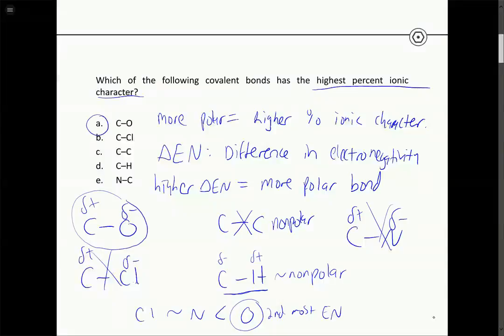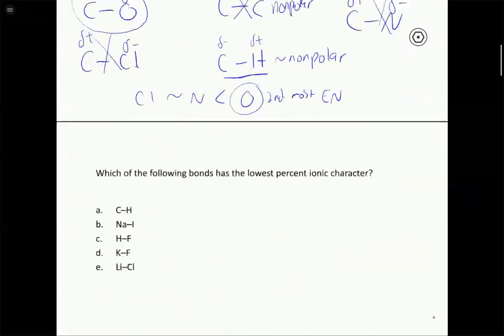So when you're comparing all covalent bonds, these are all nonmetal atoms, it comes down to those trends in electronegativity that we learned from the periodic table, and in this case carbon-oxygen is going to be the most polar or have the highest percent ionic character. Let's do a few more like this.